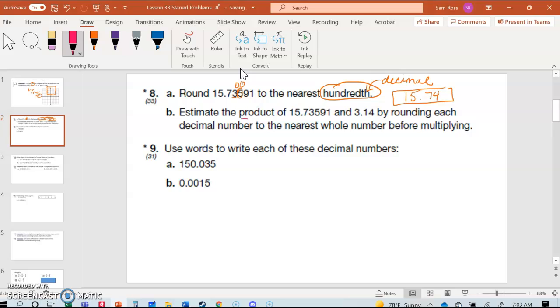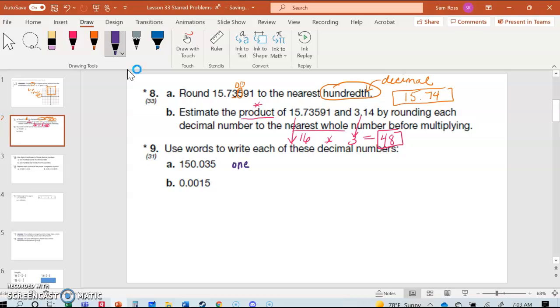Let me pick a different color here. Estimate the product. So this is an answer to a multiplication problem of 15.7 and 3.14 by rounding each to the nearest whole number. So this rounds to 16 and this rounds to 3. So 3 times 16 is, that I need a calculator for, 48.